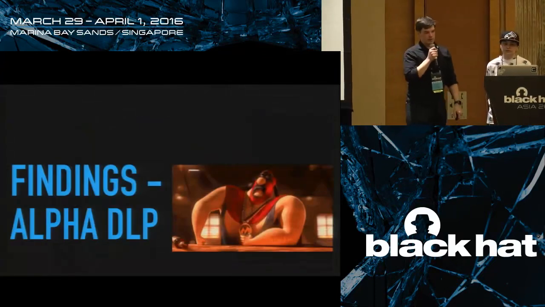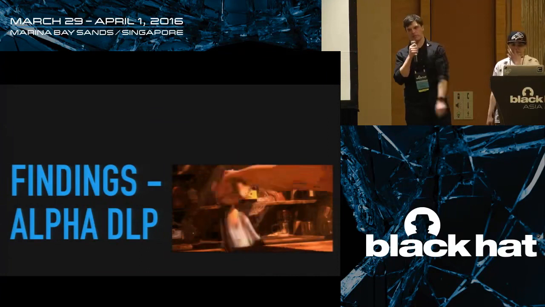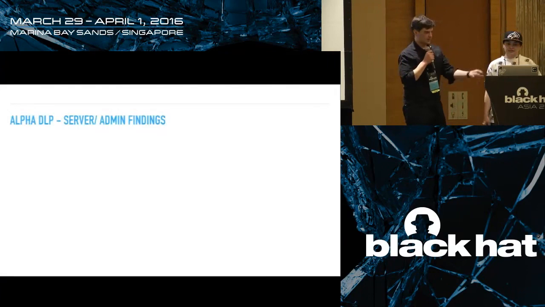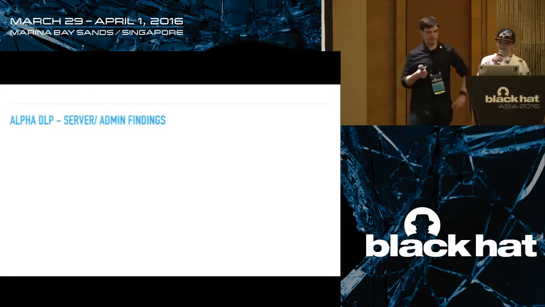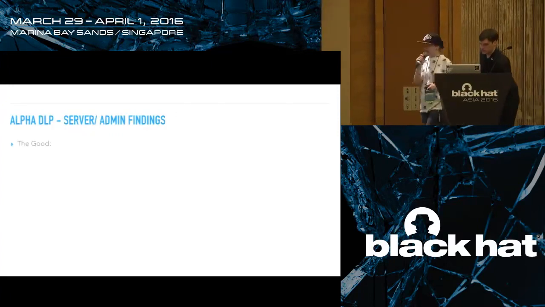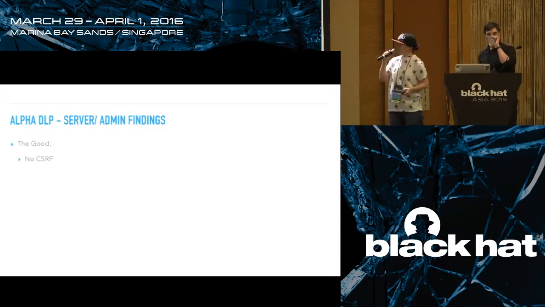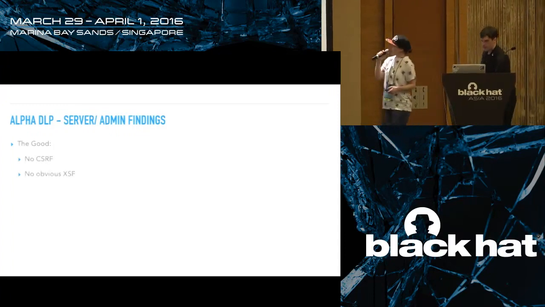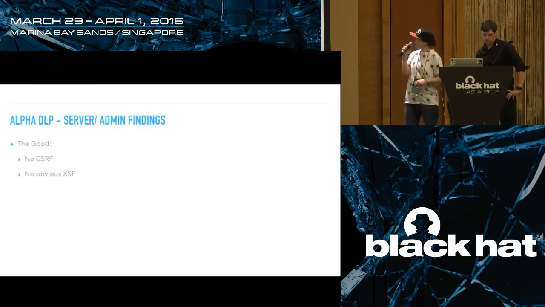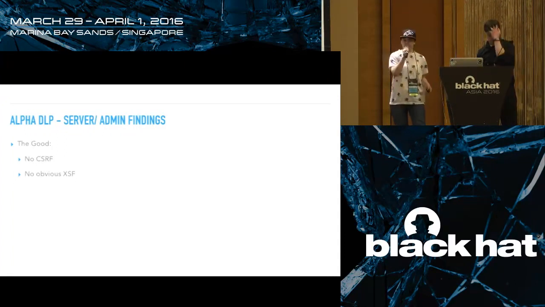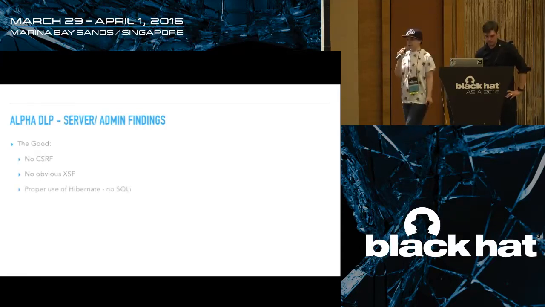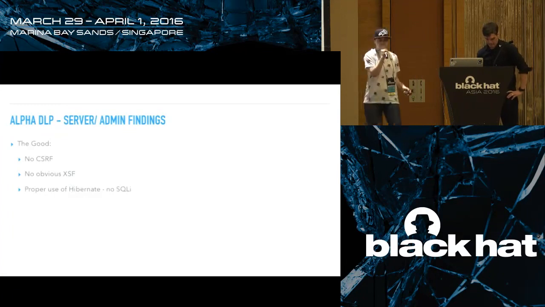So Alpha DLP, that was actually my favorite bug, was the WebSense one, except for Dingus. It's Alpha DLP. It's hard to remember when they have code names. So the good things about Alpha: there was no cross-site request forgery. Good job. There was no obvious cross-site flashing. Remember we talked about how the admin panel was in Flash? Well, at least they didn't have any cross-site flashing, which would be the Flash world equivalent of cross-site scripting. They also used Hibernate properly to communicate with the database, so no SQL injection.